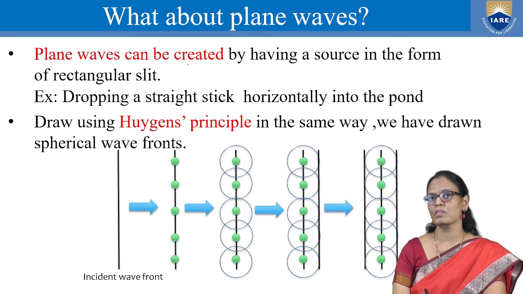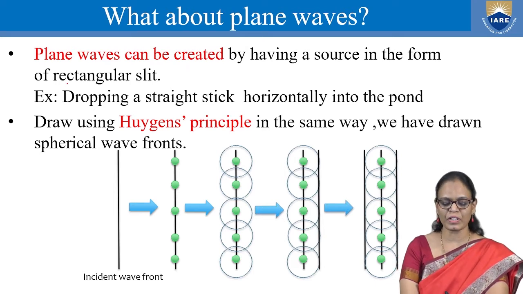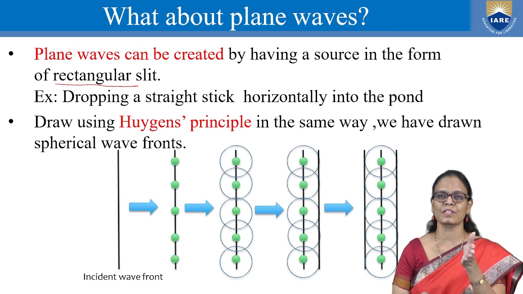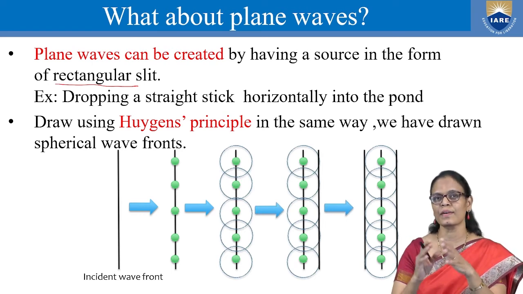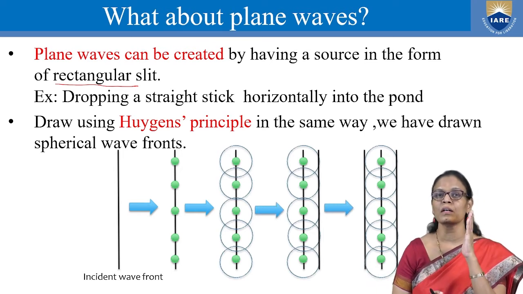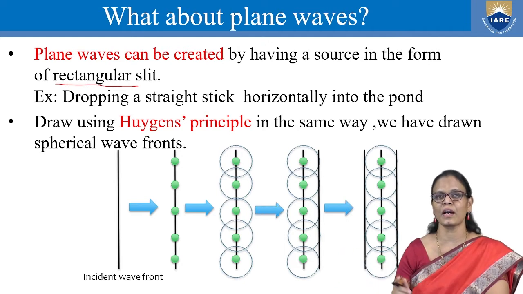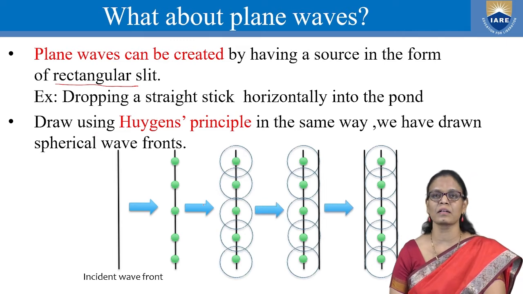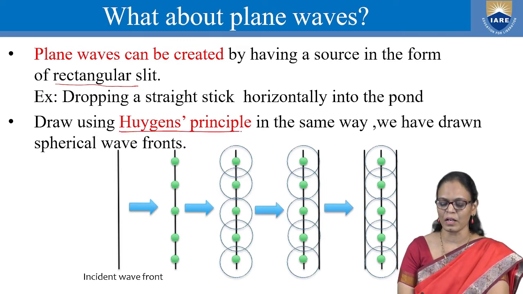Now, plane waves can also be created if we are having a rectangular slit. So how do we get plane waves? Imagine dropping a stick in a pond. Instead of dropping a pebble, where we have seen you will have circular or spherical wavefronts, when you take a stick and drop it in water, what you see is plane waves that are propagating forward. So we can also draw these plane wavefronts using the Huygens principle.